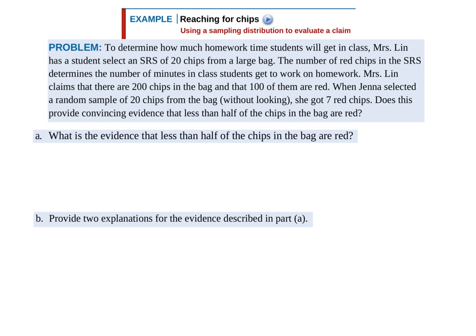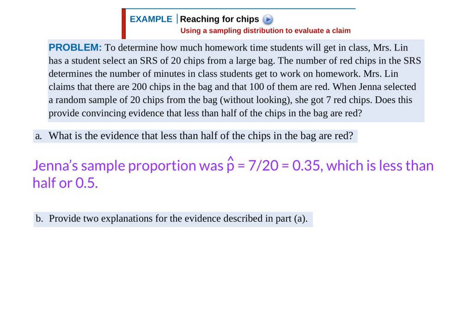So the teacher claims that there are 200 chips in the bag and that 100 of them, so half of them, are red. When Jenna, a student, selected a random sample of 20 chips from the bag without looking, she got 7 red chips. So 7 out of those 20 were red. Does this provide convincing evidence that less than half of the chips in the bag are red? So there's going to be multiple parts to this. The first is, what is the evidence that less than half of the chips in the bag are red?